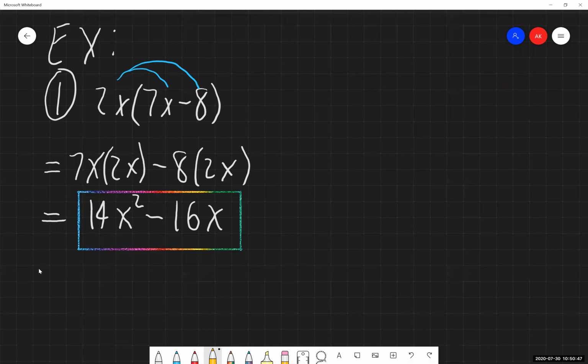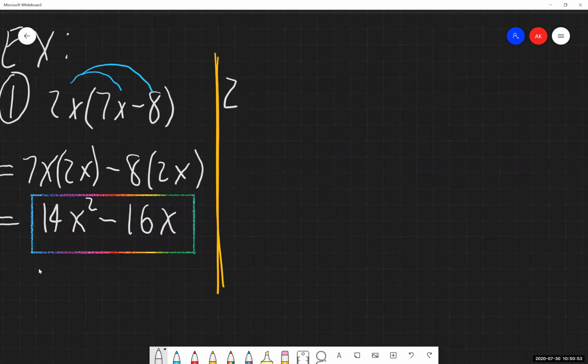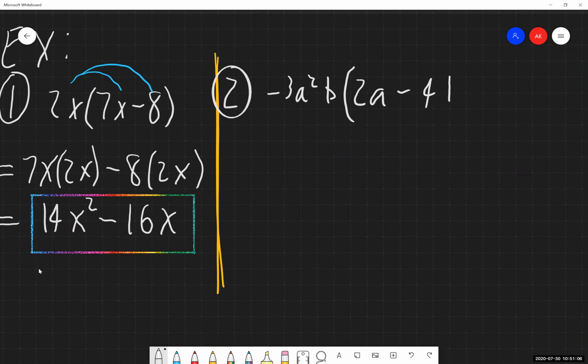So taking a look at our second example that we have in this section, we're starting with negative 3a squared b times the quantity 2a minus 4b cubed. Let's get a better 3 in there. There we go.